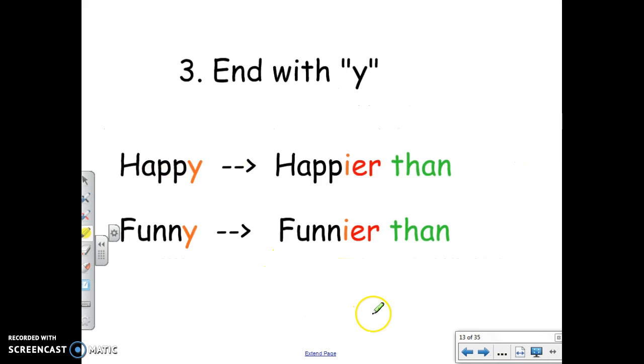The third type of adjective. If the adjective ends with Y, we will use I instead of Y, and always put the ER after the adjective. Happy will be happier than. Funny will be funnier than.